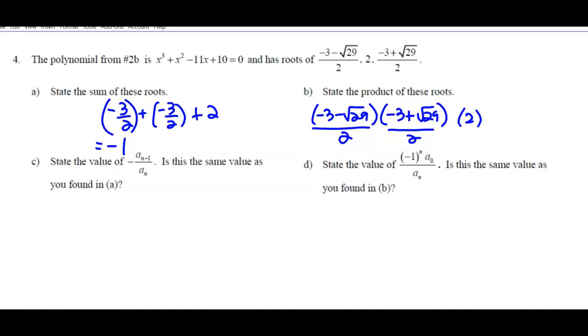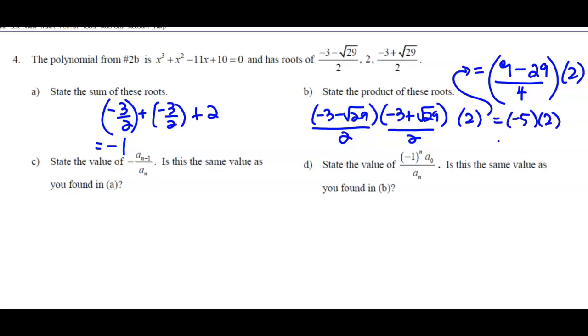So remember, first terms together minus last terms together. So that's going to be positive 9 minus root 29 times root 29 is 29. 2 times 2 is 4, times 2. So 9 minus 29 is negative 20 over 4 is negative 5. Times 2 is negative 10.